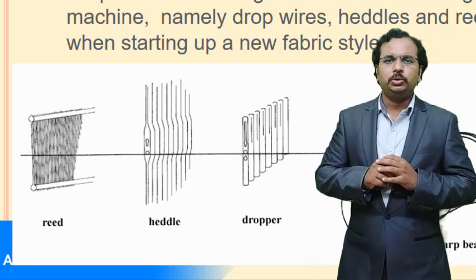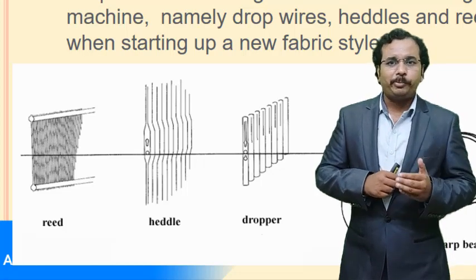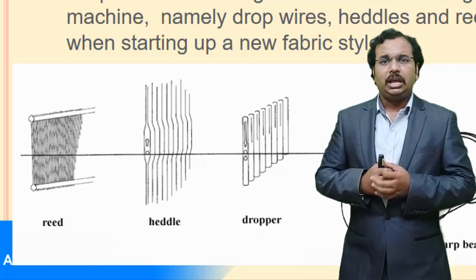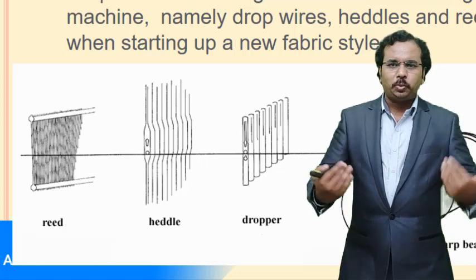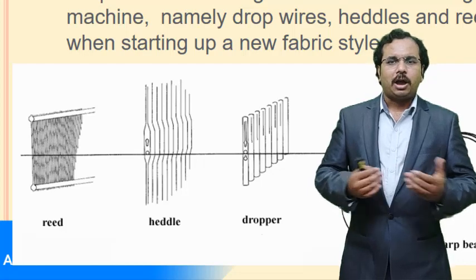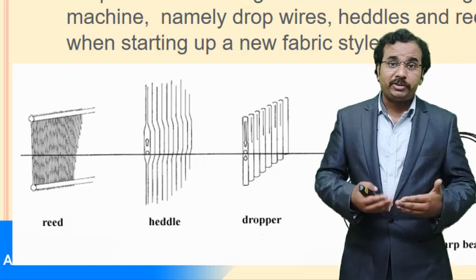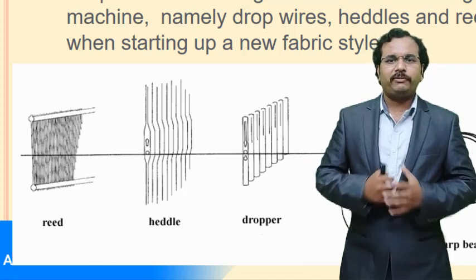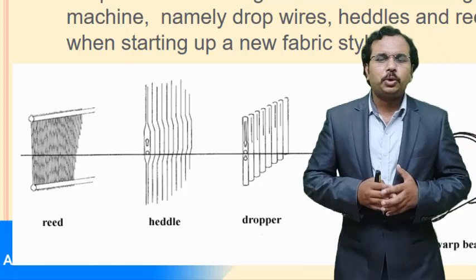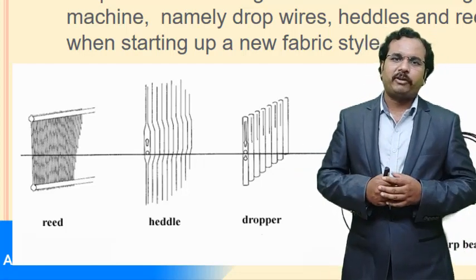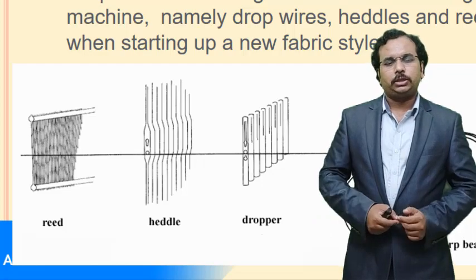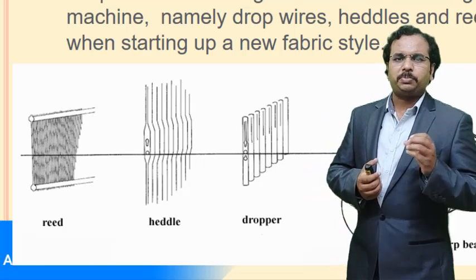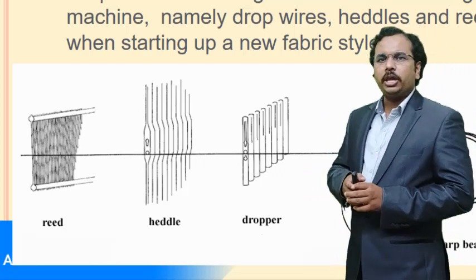Why this reed is used is that whenever the weaving process is happening, after the picking, after the weft yarn insertion, the weft yarn has to be taken towards the fell of the cloth, or beaten up towards the fell of the cloth. So the reed is used to beat the newly inserted weft yarn into the fell of the cloth.